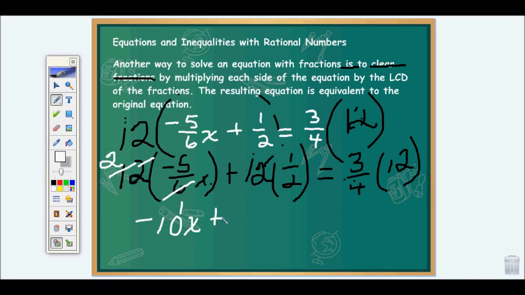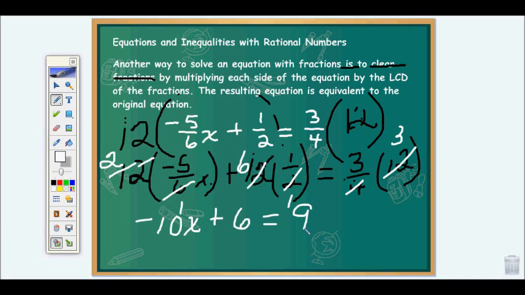Now I move on to my next one. 2 goes into 2 once. 2 goes into 12 6 times. 6 times 1, so I have plus 6. And 3/4 times 12: 4 goes into 4 once. 4 goes into 12 3 times. 3 times 3 equals 9.